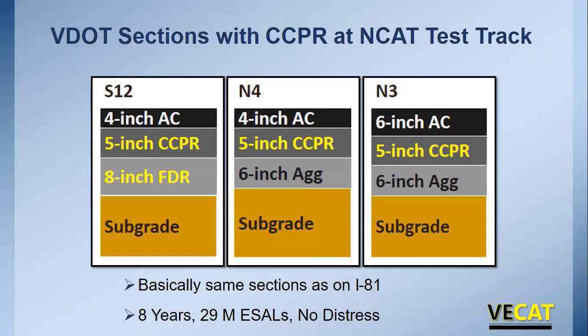These were on the NCAT test track for 3 cycles. So they've been down about 8 years. They've had over 29 million ESALs on them, and they've had no distress. So with that much asphalt overlay on them, they have performed incredibly well.